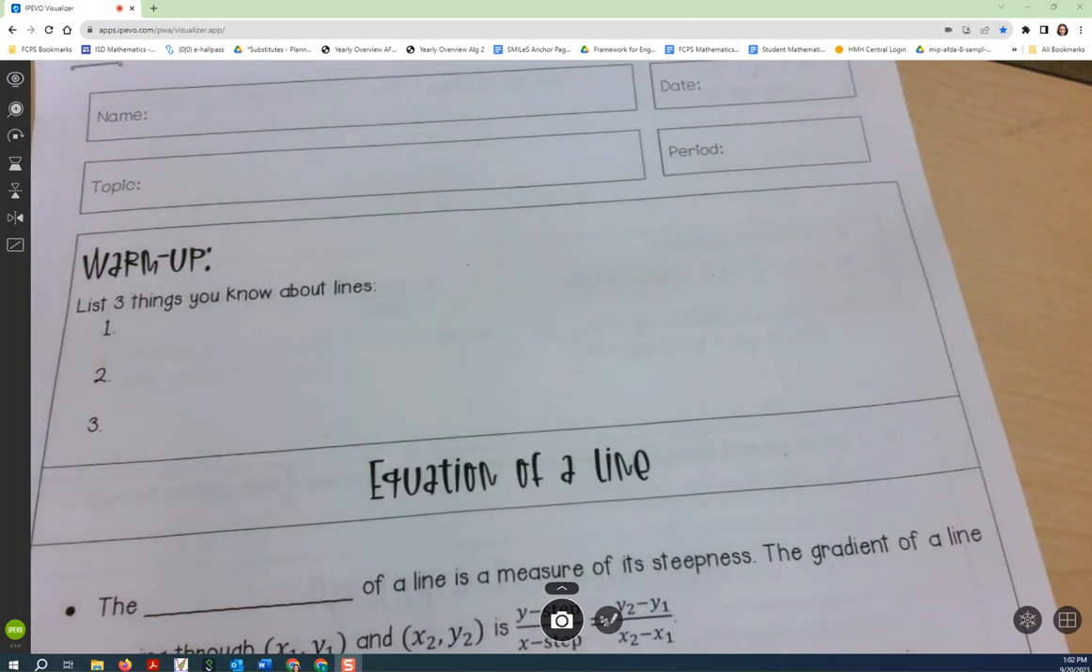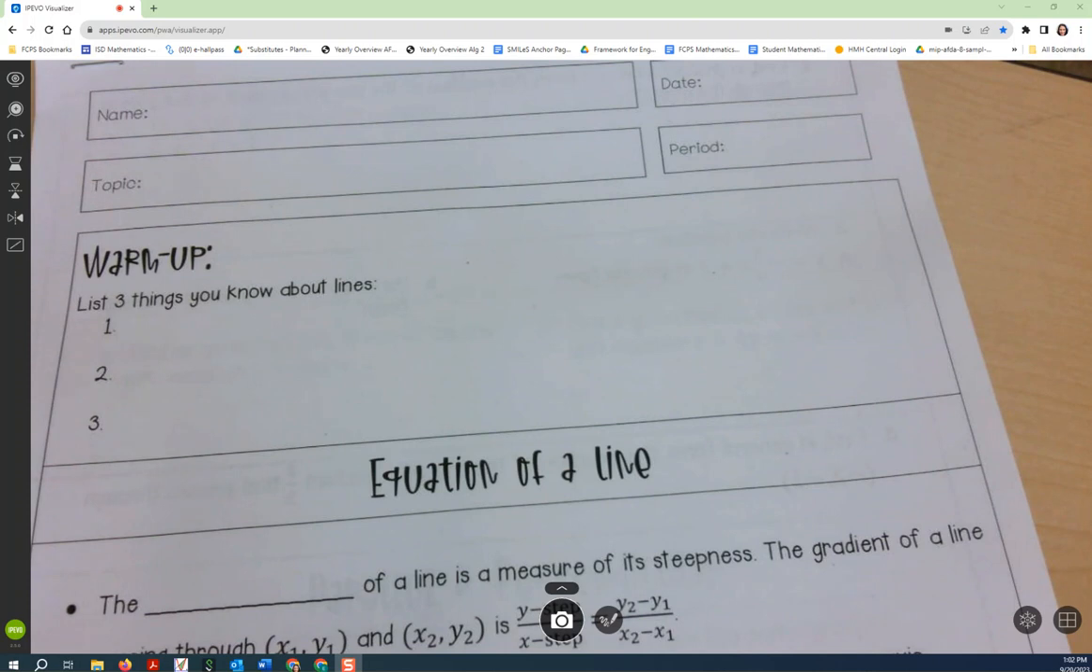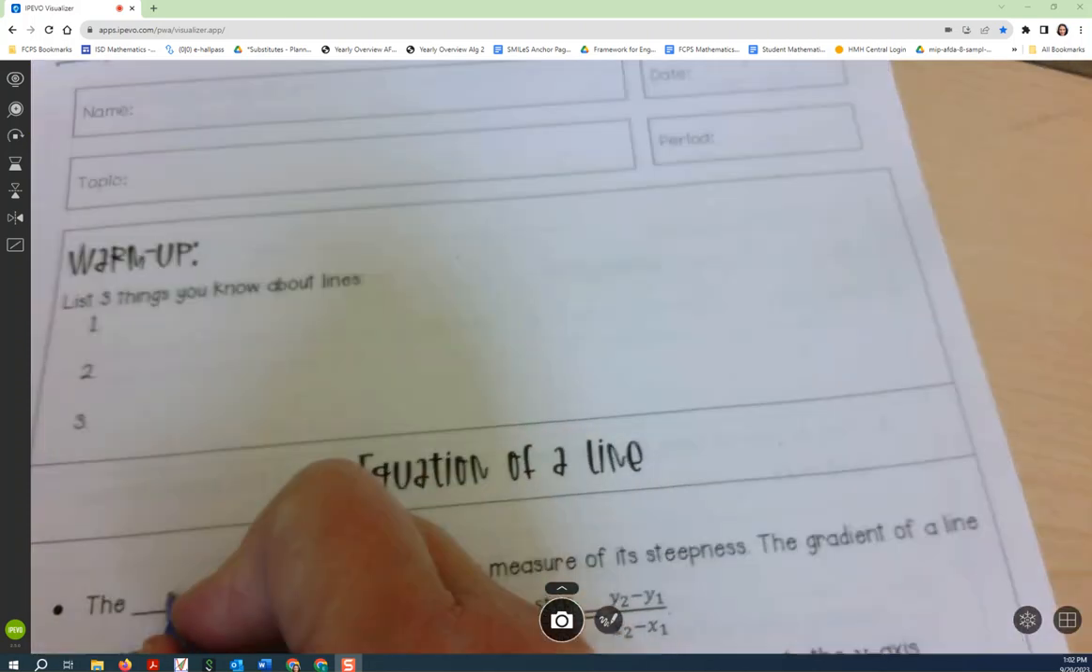Okay, students, so today we are talking about topic 4, the equation of a line. For your warm-up, you should pause the video and list 3 things that you already know about lines. So in IB, the slope of the line is called the gradient.